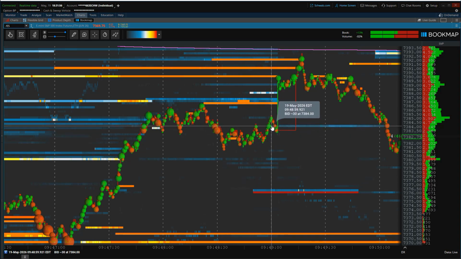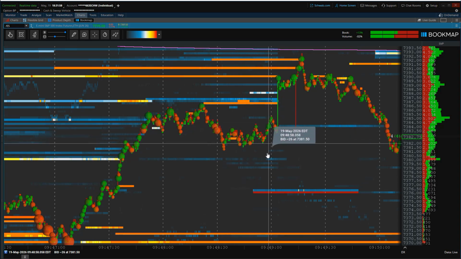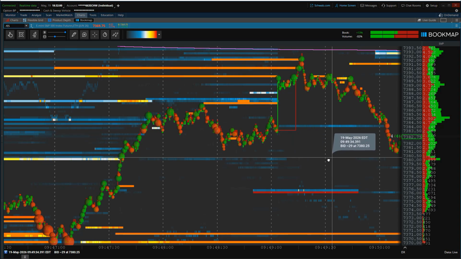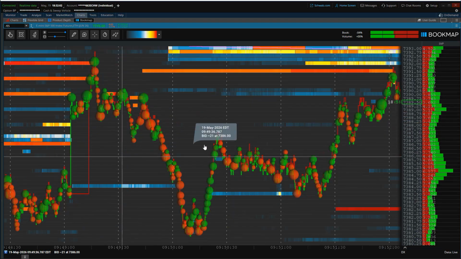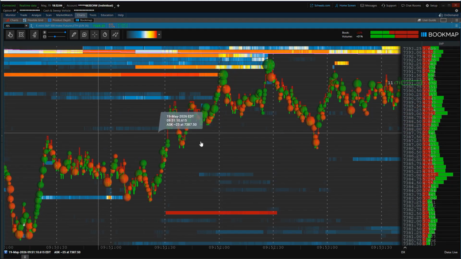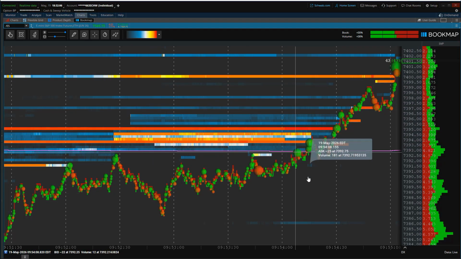So I'm long here at about the 84s, risking the 80s down here. And this trade setup worked out in about 5 minutes as price proceeded to push up into our target at 7,400.